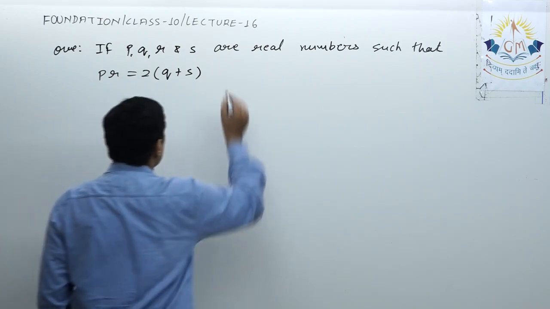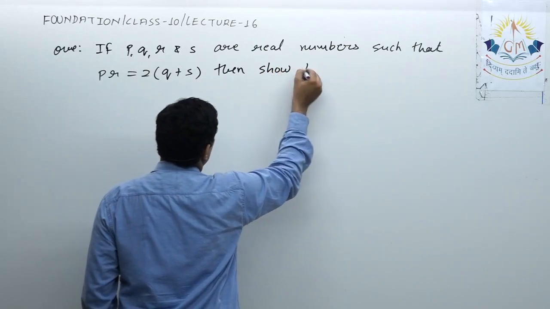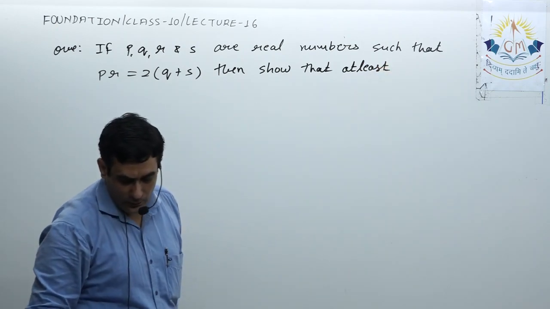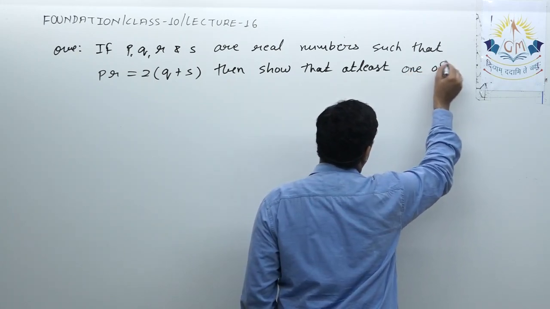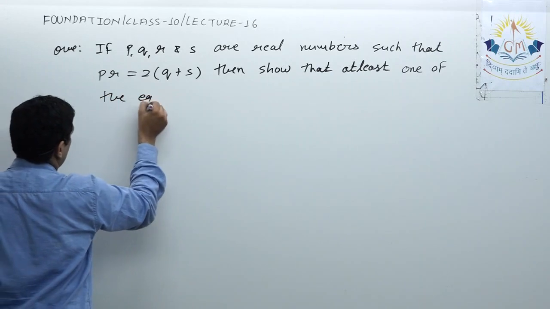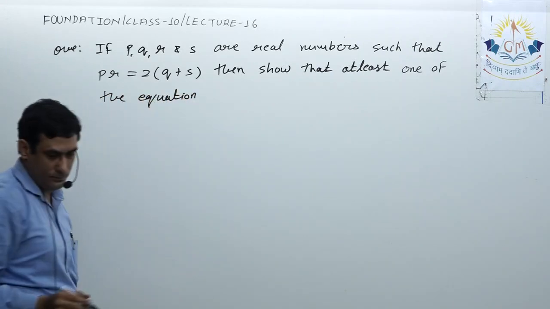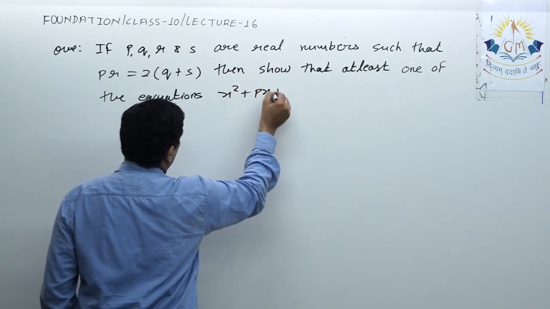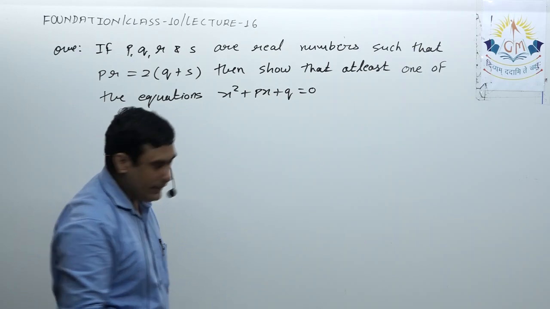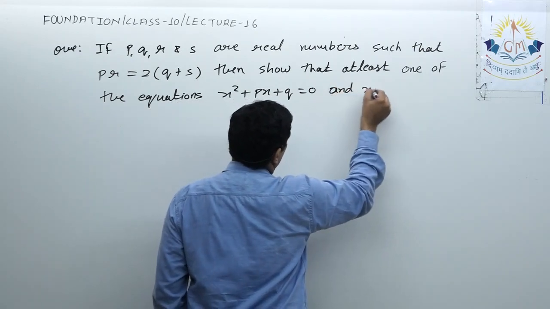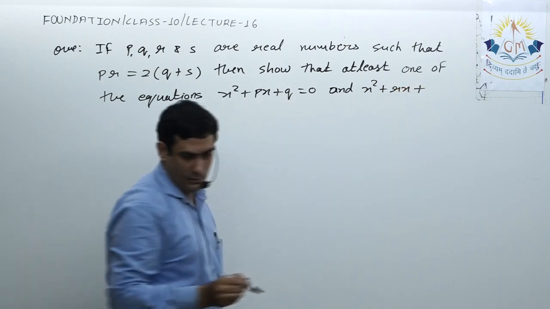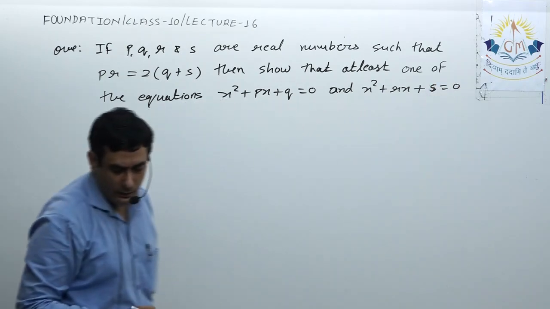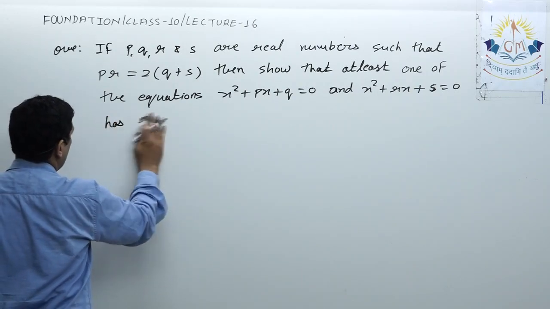then show that at least one of the equations, x square plus px plus q equal to 0, and x square plus rx plus s equal to 0, has real roots.